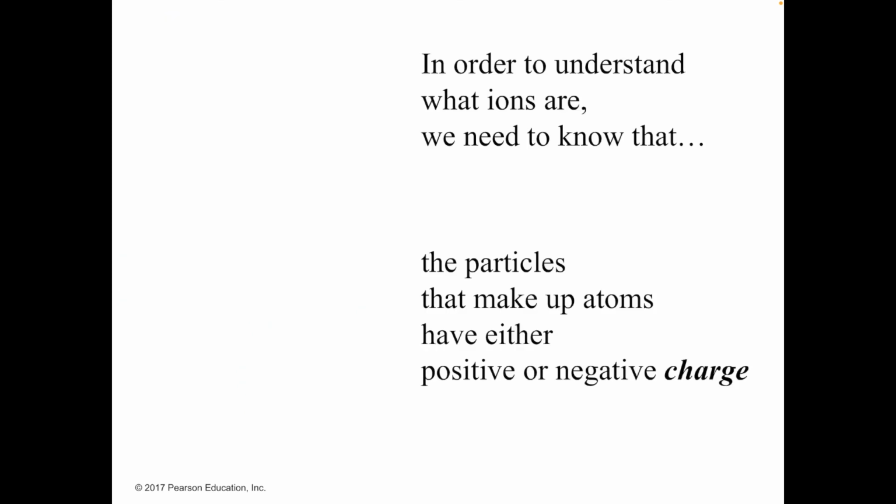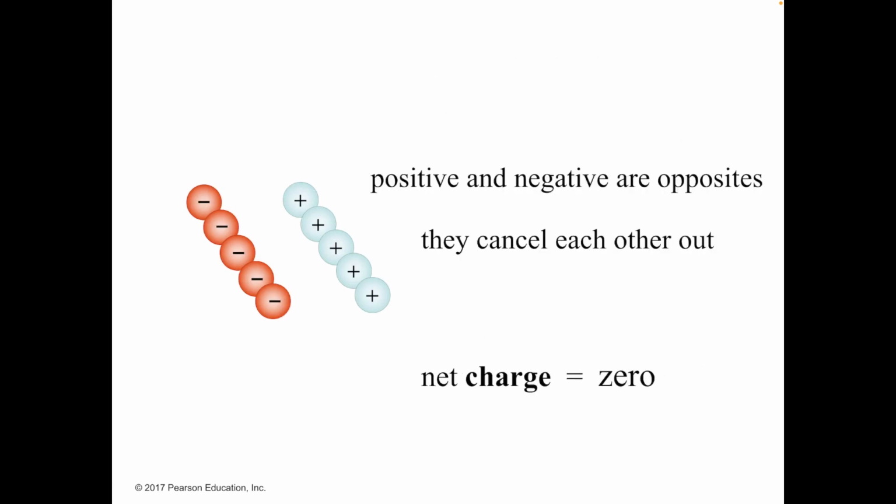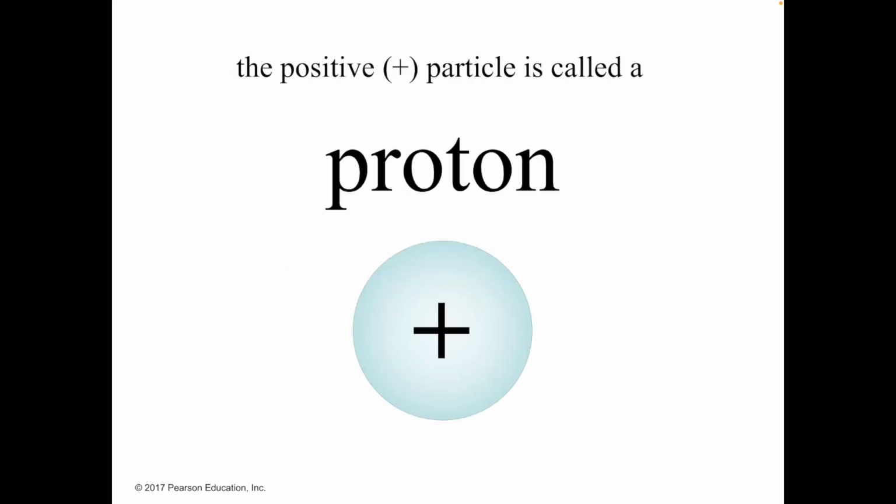So in order to understand what ions are, we've talked about ions, right? And we need to know that the particles that make up the atom have either a positive or a negative charge. The positive and negative charge are opposites, right? They always cancel out. And so typically in a neutral atom, we will have a net charge of 0. Because in this example, we have 1, 2, 3, 4, 5 positives, 1, 2, 3, 4, 5 negatives. So they cancel out completely, and our net charge will be 0.